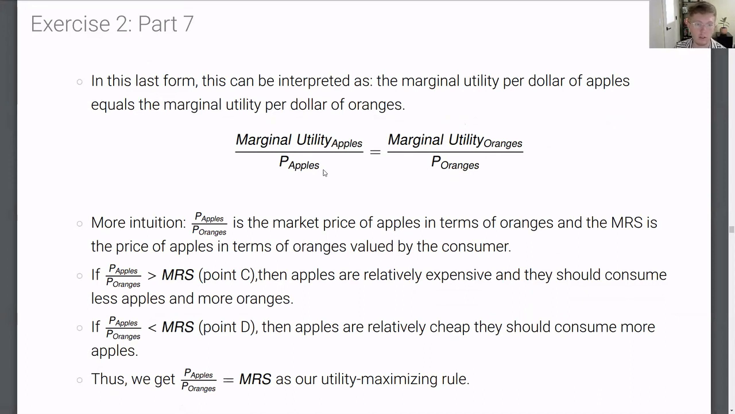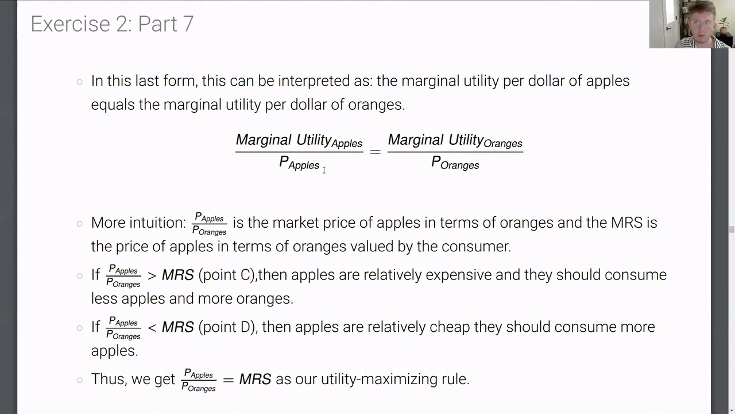Likewise, you can think of this in different ways. The other intuition is that P apples over P oranges is the market price of apples in terms of oranges, and the MRS is the price of apples in terms of oranges valued by the consumer. The MRS tells us the amount of oranges we're willing to give up to gain one apple, and the price is how many oranges we'd have to give up to buy an apple instead, and we'd want to equate those two.